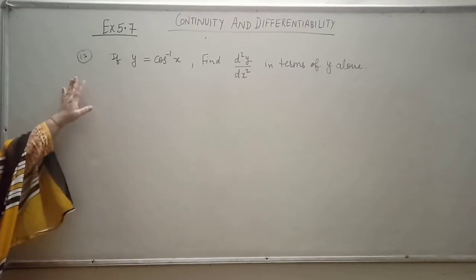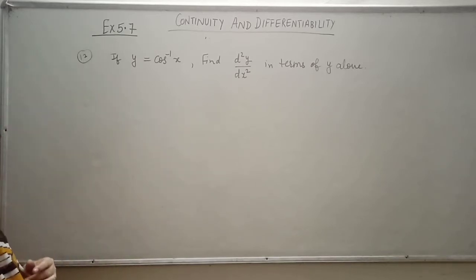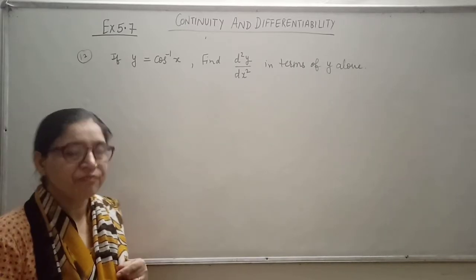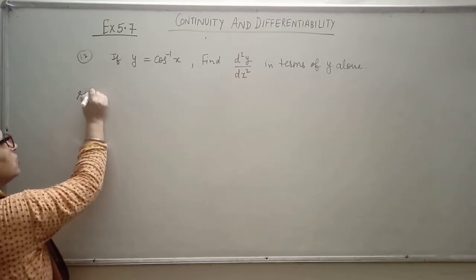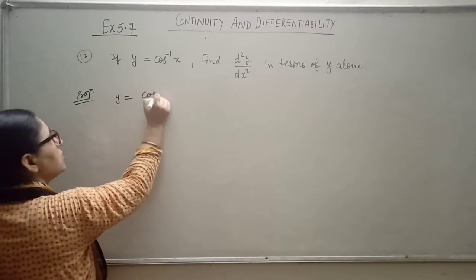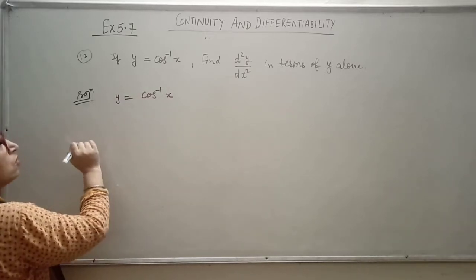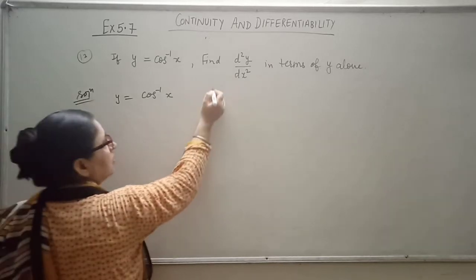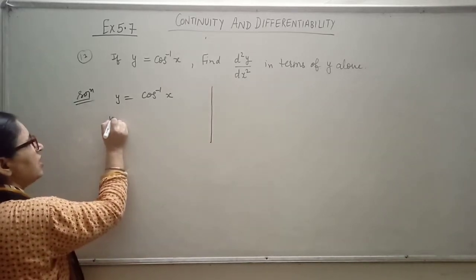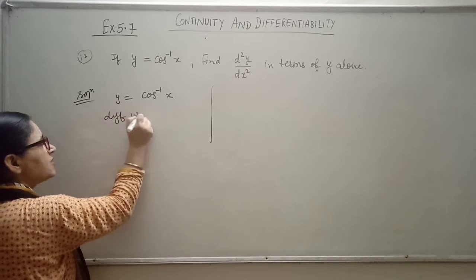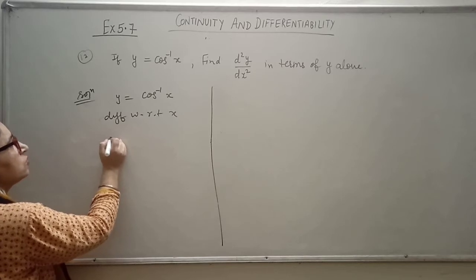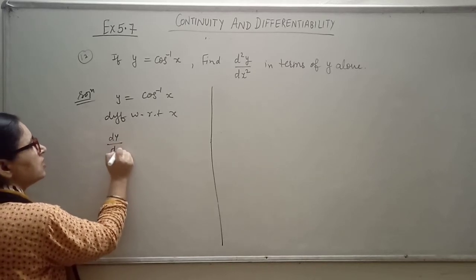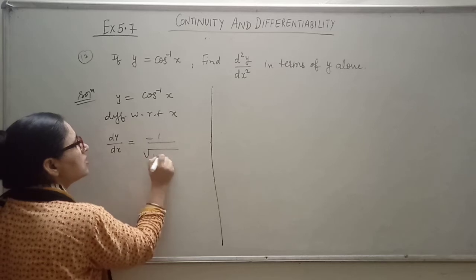And students, in question number 12, it's given that y is equal to cos inverse x, and we are to find the derivative in terms of y alone. You only have to write this question in terms of y. Let's start. The solution is y is equal to cos inverse x. If I differentiate it with respect to x, then dy by dx is equal to minus 1 upon square root of 1 minus x square.